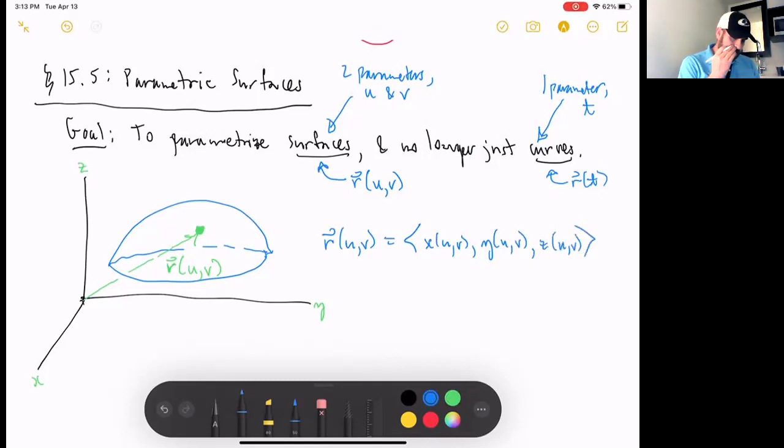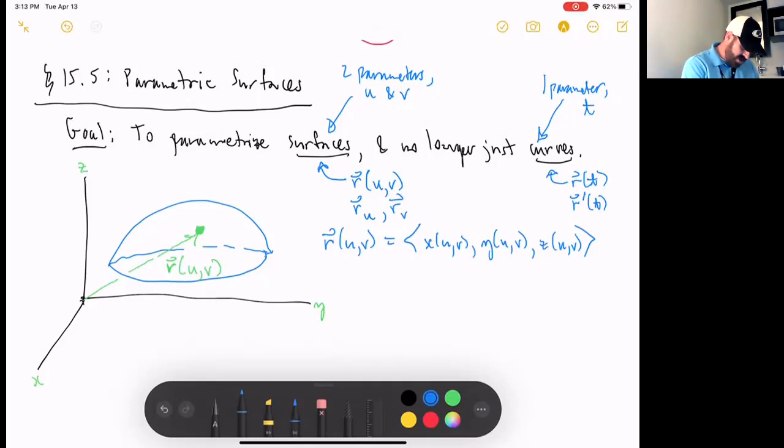And remember, over here in the curve case, I could do things like r prime of t, which would have been the tangent vector that showed us how we were moving around on the curve. It pointed us in the direction of motion for the particle on the curve itself. Well, here, I don't just have one derivative anymore. Now I have a couple of derivatives. I have r sub u and I have r sub v, the partial derivatives of these things.